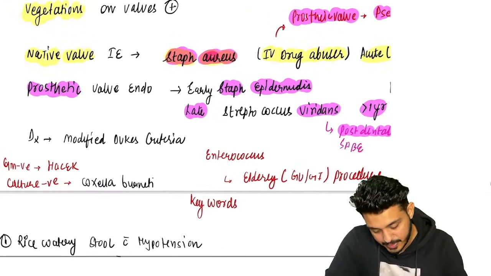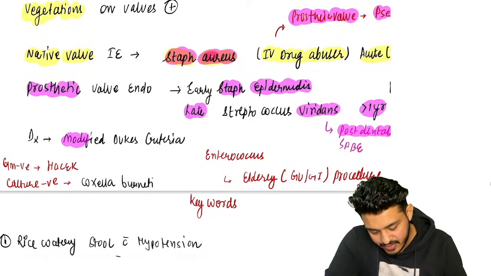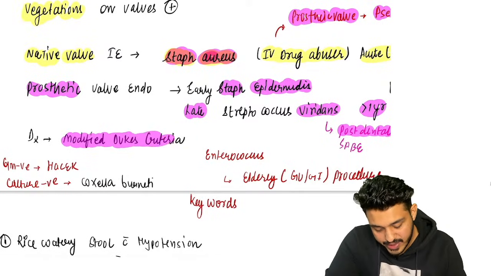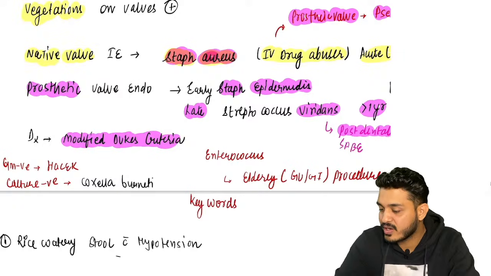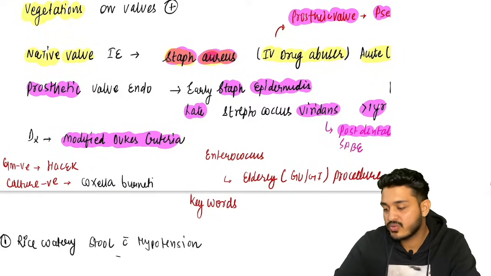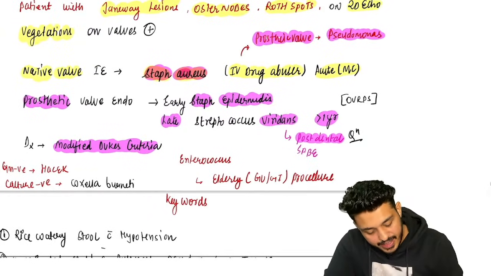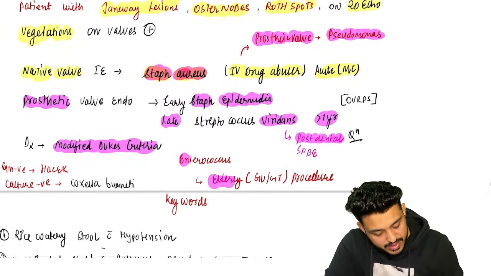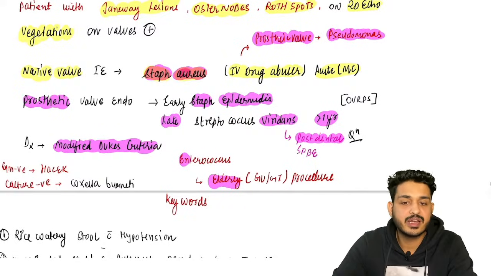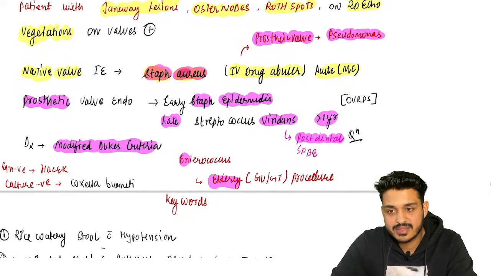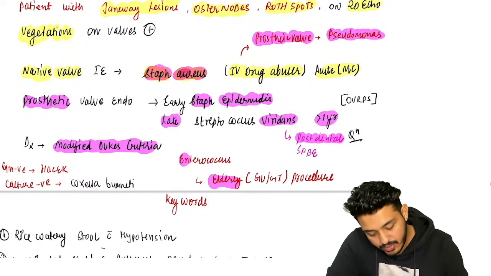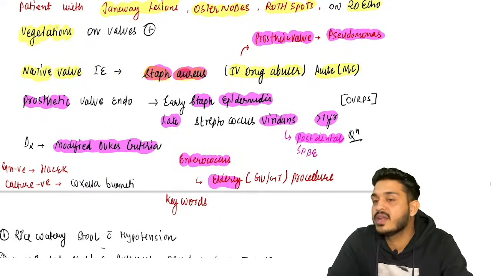So this is what you need to remember. What is the criteria we are following here? The criteria is modified Duke's criteria. Where do you follow the modified Jones criteria, beta? Where do you follow modified Jones criteria? Right answer, right? Enterococcus, E for enterococcus in the elderly patient with some kind of genitourinary or GIT kind of procedure. This is the patient who is going to have endocarditis due to enterococcus, right?